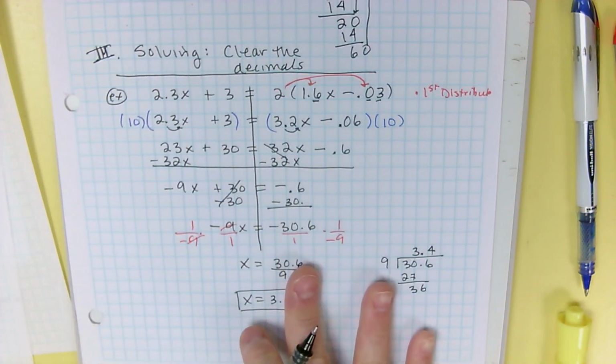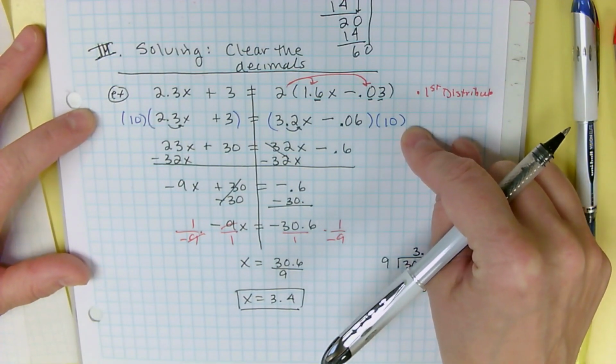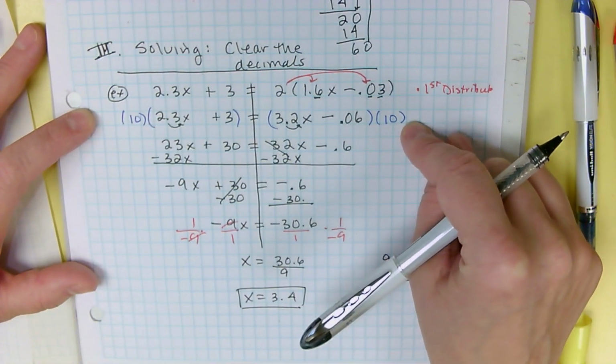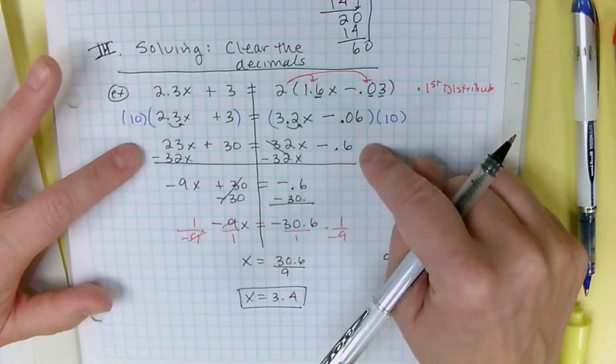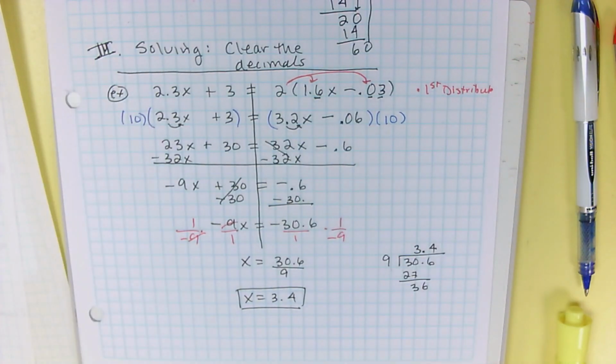So that's how you clear decimals. Get rid of parentheses, multiply both sides by 10. You can multiply by 10s again if you want to get rid of absolutely every decimal, and then solve normally. Any questions?